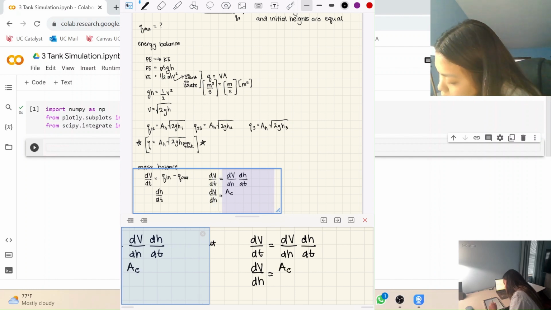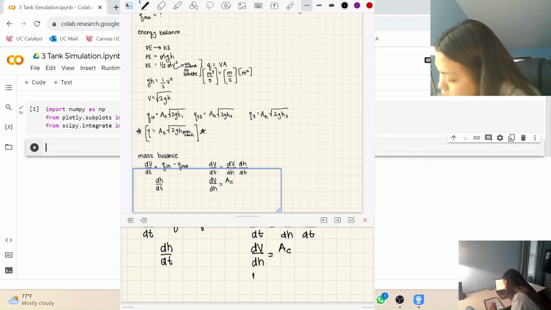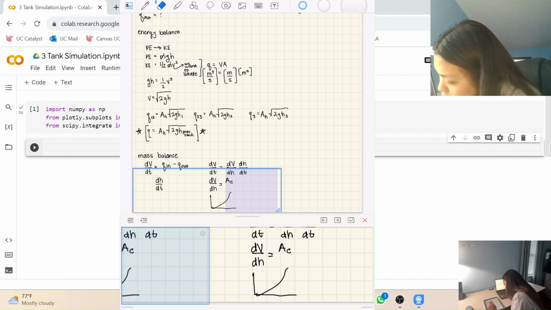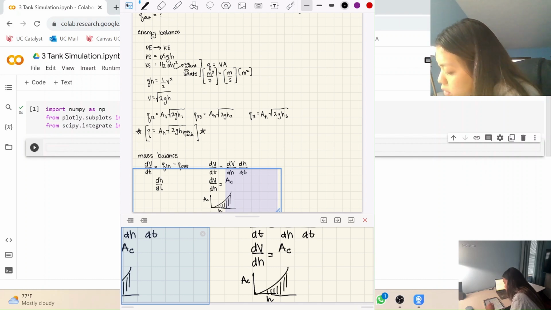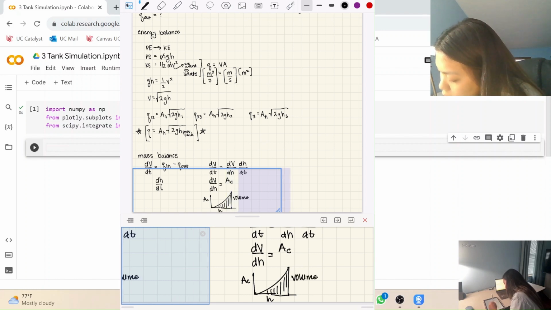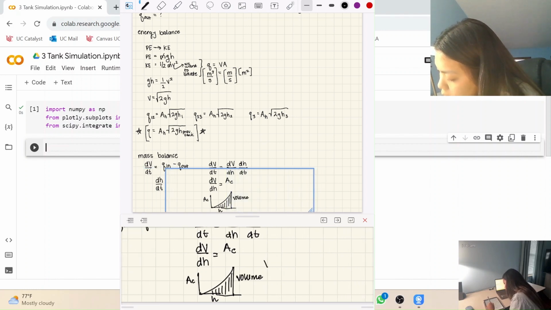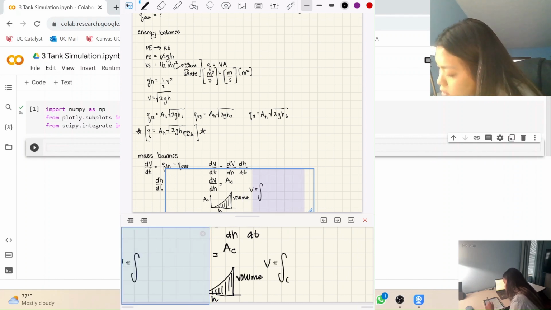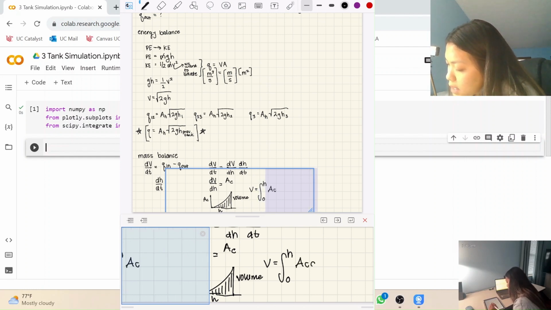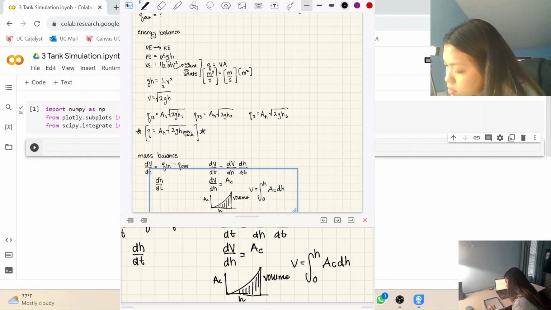And we can actually simplify the change in volume with respect to height to just the cross-sectional area. The reason for this is, if we were to look at a graph that plots the cross-sectional area against the height, the area under the curve is going to be the volume. So essentially, volume equals the integral from 0 to whatever height of the cross-sectional area with respect to height. And so that's how we can simplify it to the cross-sectional area.